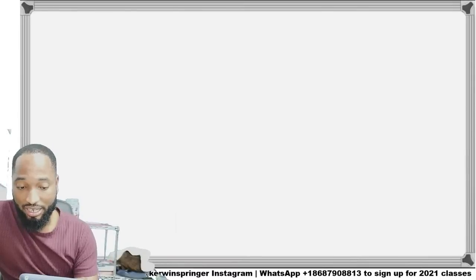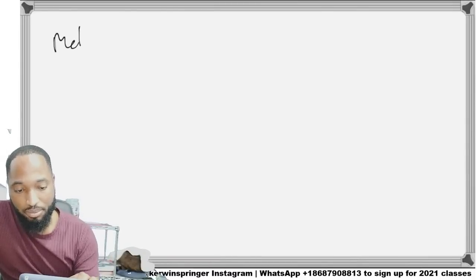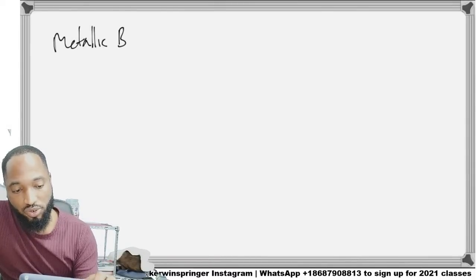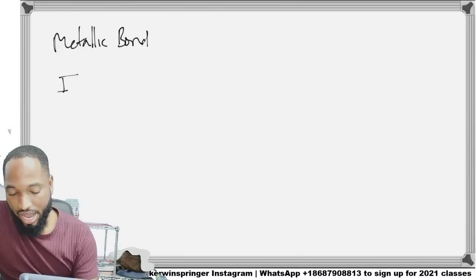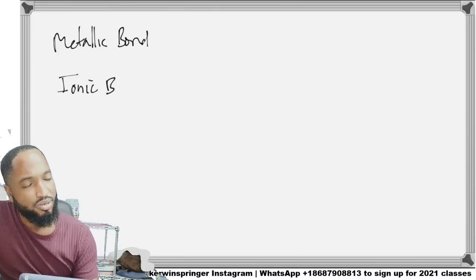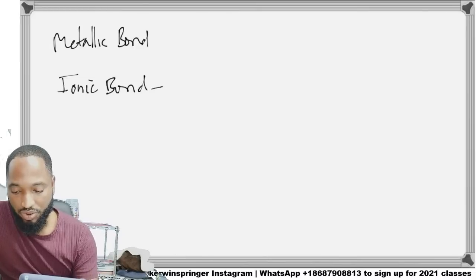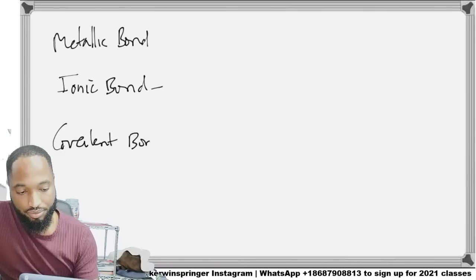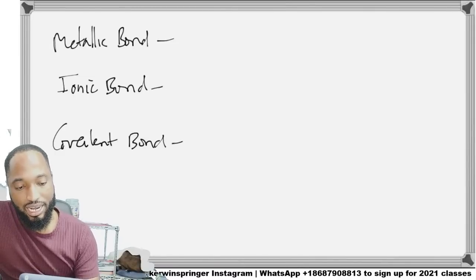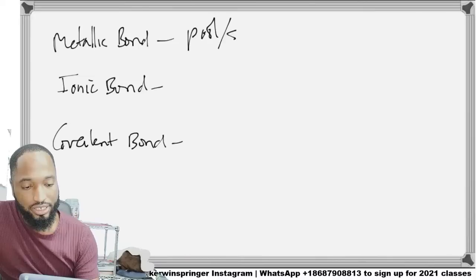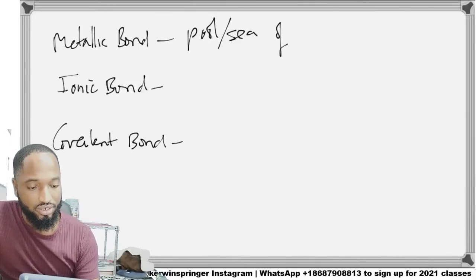What is a metallic bond? You need to know the definition for that. Ionic bond. Alright, let me tell you the keyword to look out for in multiple choice. Ionic bond, not really much asked, but I'll show you the keyword for that. Covalent bond, I'll show you the keyword for that as well. So the keyword for metallic bond, you're looking for pool or sea of mobile electrons.